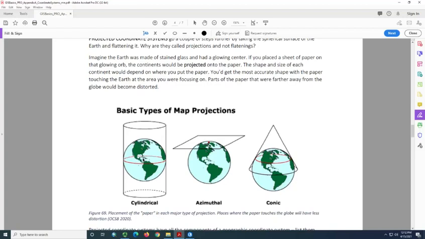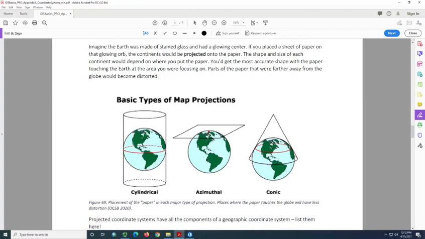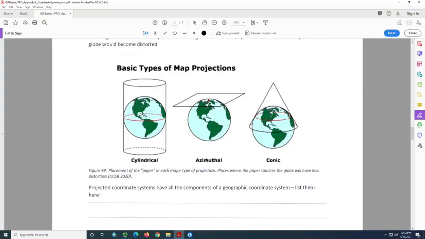So that's what we deal with. When we deal with projections, we're able to create an image of the very spherical Earth onto a flat sheet of paper, which is very convenient, right? And then the trade-off is that we're going to have distortion in some areas of the map.